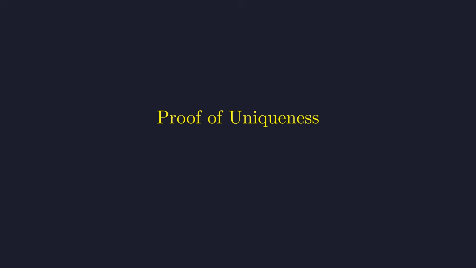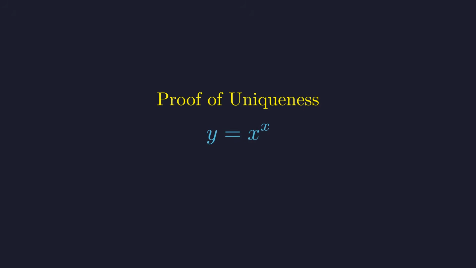We've found a solution, but to be fully rigorous, we must prove it's the only real solution. To analyze the function f of x equals x to the power of x, we must find its derivative. This is a non-trivial step that requires a technique called logarithmic differentiation. First, we take the natural logarithm of both sides. This gives us the natural log of y equals x times the natural log of x.